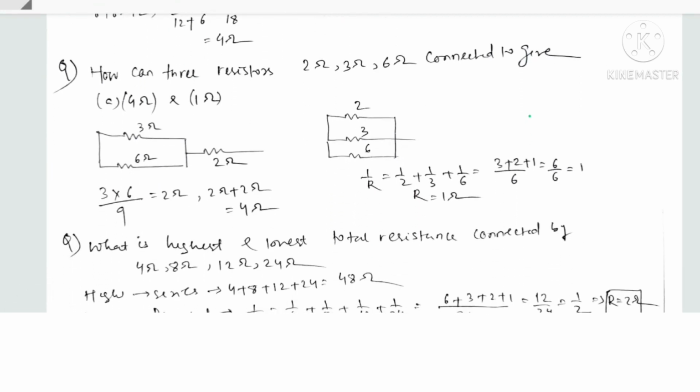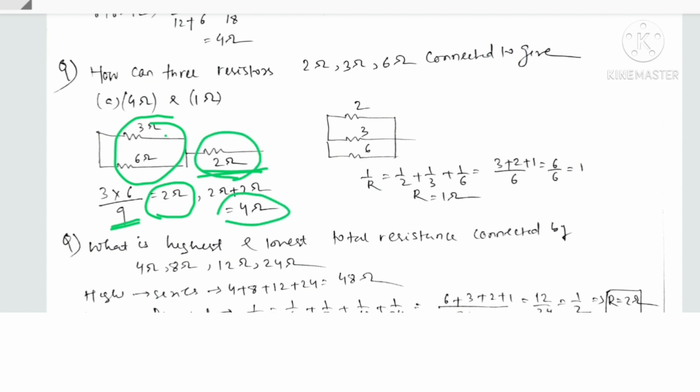Next is, how can three resistors 2, 3, 6 be connected to give 4 ohm and 1 ohm? Same kind of question. So 2, 3, 6, let us first connect them like this: 3 and 6 in parallel, and with this combination 2 in series. 3, 6 parallel means equivalent is R1 R2 by R1 plus R2, 3 into 6 by 6 plus 3, that is 2 ohm. This 2 ohm and this 2 ohm are in series, so 2 plus 2, total 4 ohm. Okay, so 4 ohm we got.